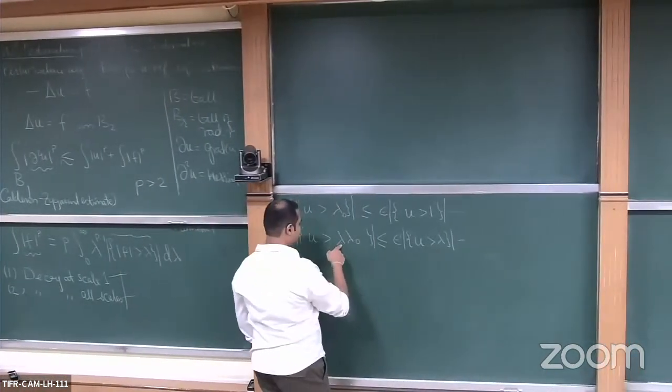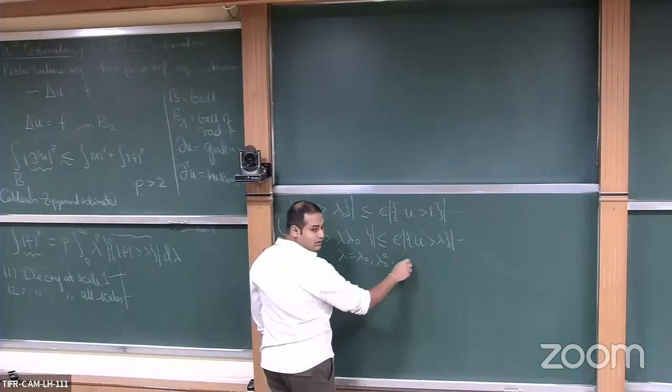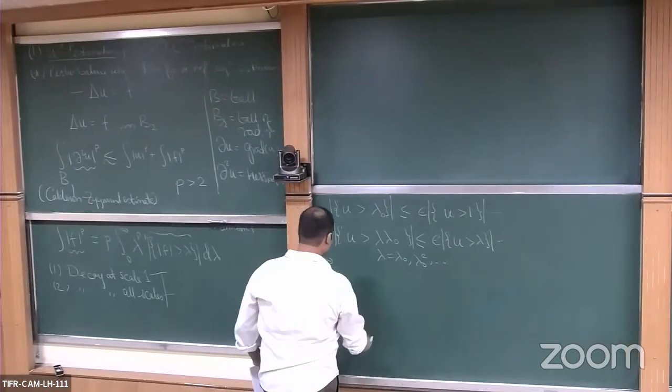Like what I can type, this is lambda, so I can put lambda equal to lambda naught squared, and so on, and get decay. So this is how it goes.